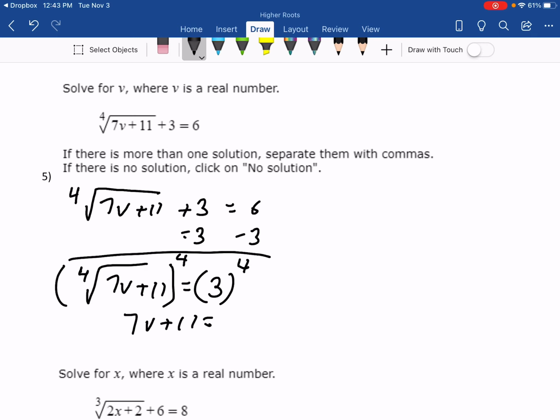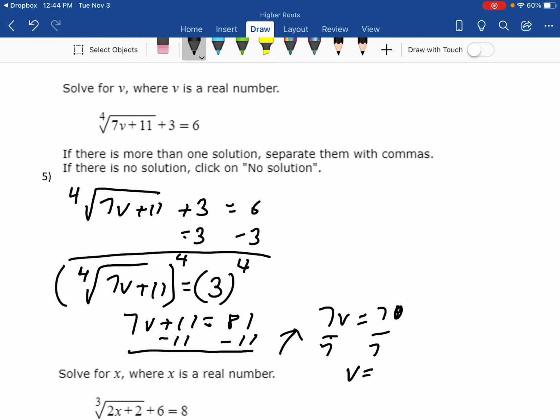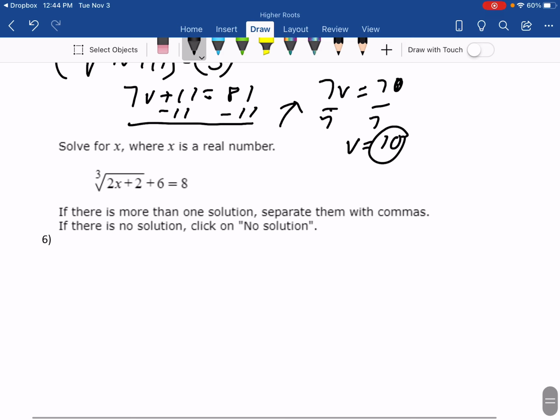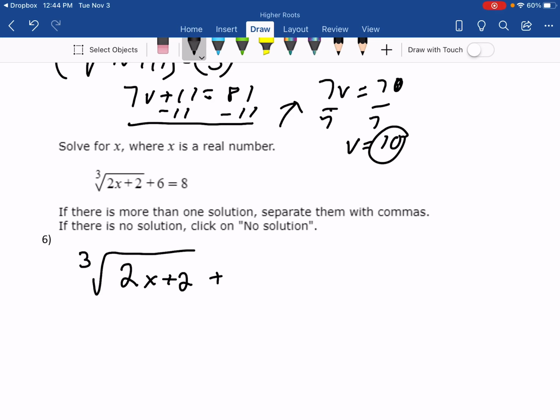3 times 3 times 3 times 3, so we got 9, 27, 81. Okay, and of course we'll subtract 11 from each side. So we get 7v equals 70, and of course v equals 10.